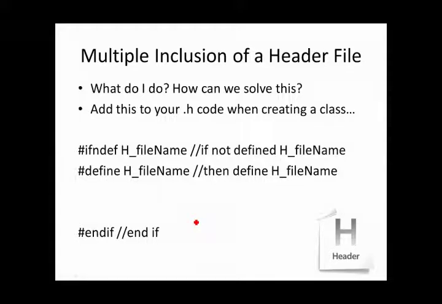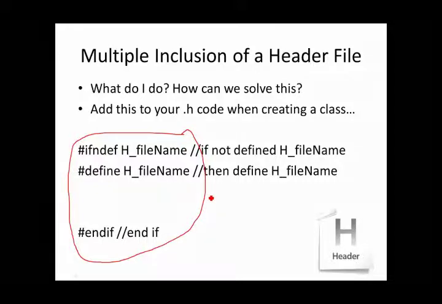Even though #include student.h is in 3 separate places, it only includes it once, and therefore all of those linker errors will be gone. So that's all you need to do is add these 3 lines of code every time you create a class header file.